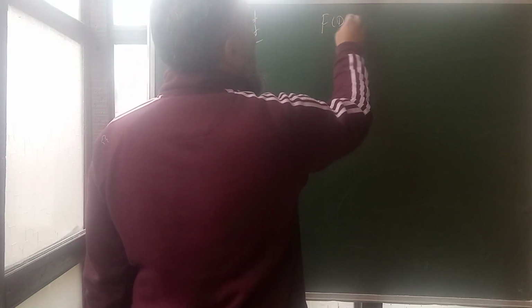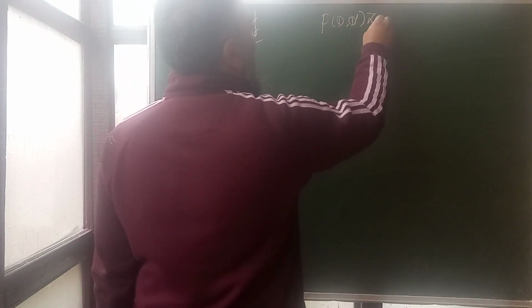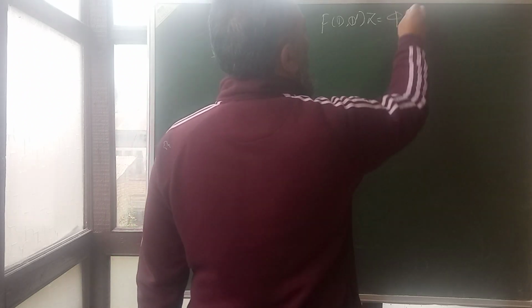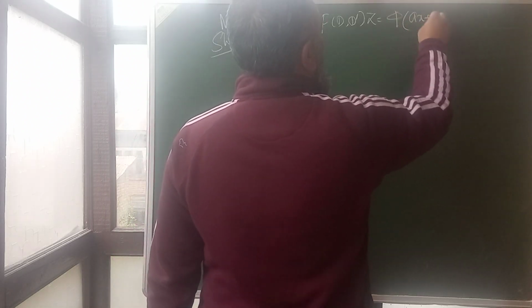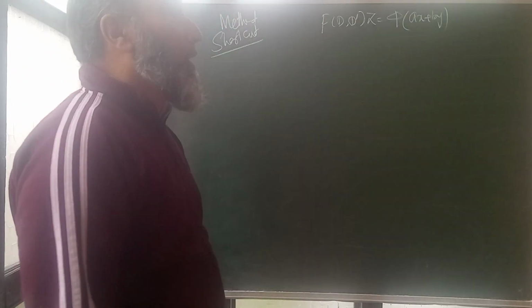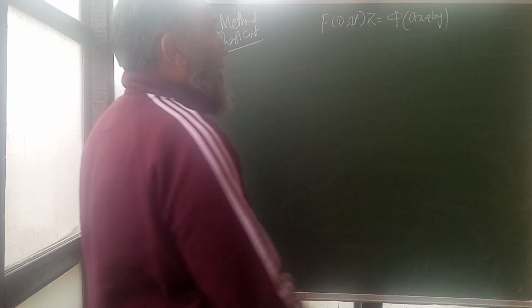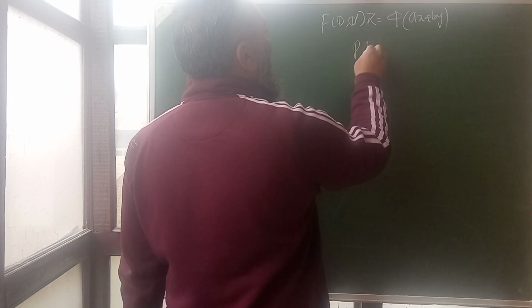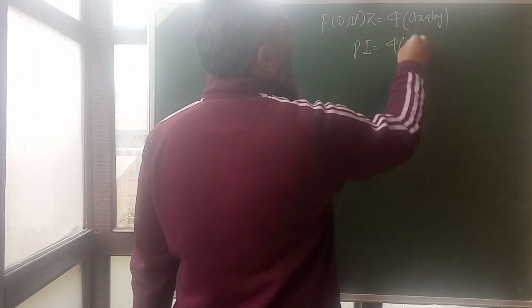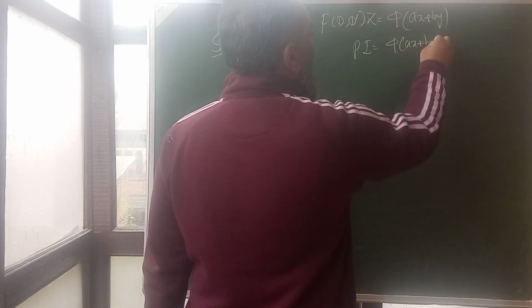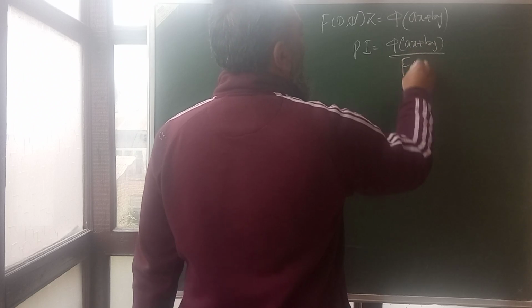If you have f(D, D') operating on z equal to some function of ax plus by. I have not written now a function of x, y. I have written a function of ax plus by type. Then the complementary function you know, and the particular integral is a function of ax plus by, f(D, D').